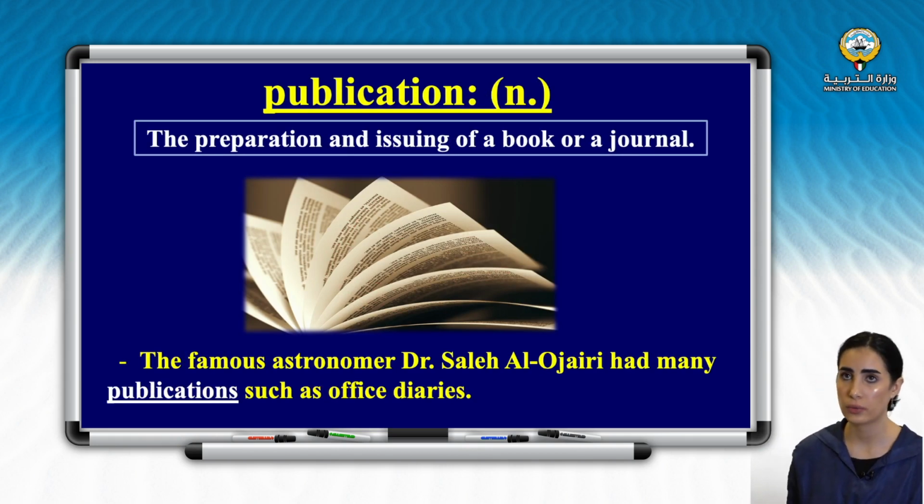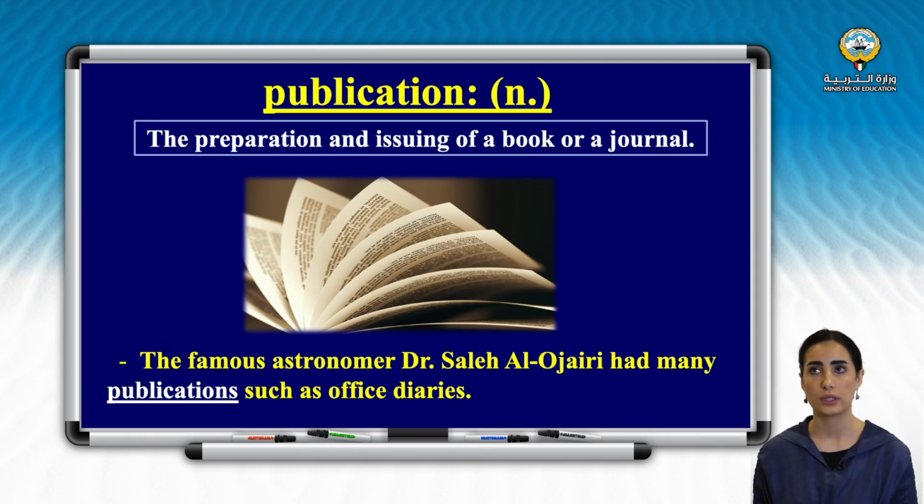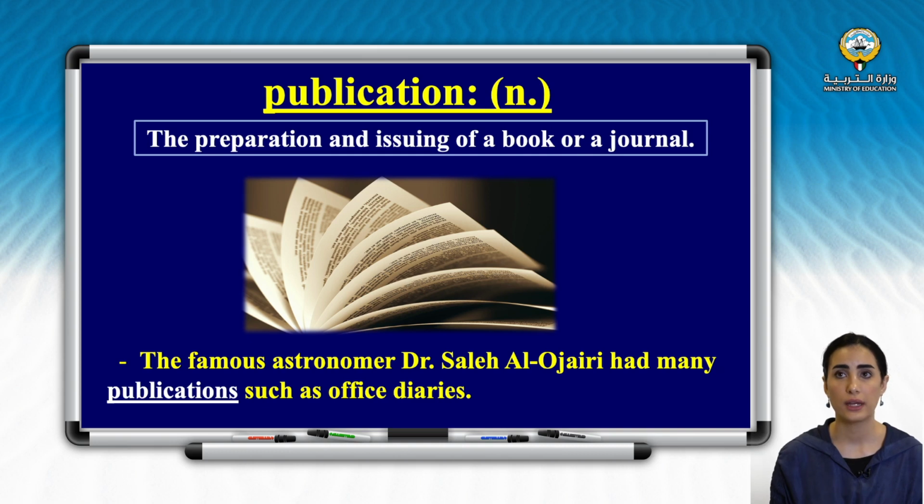Moving on to the next word, we have the word publication. Repeat after me. Publication. Publication. What part of speech is publication? It's a noun. Good job. Let's look at the example. The famous astronomer Dr. Saleh Al-Ujairi had many publications such as office diaries. As you can see in the picture, you may guess that publication here is the preparation and issue of a book or a journal.